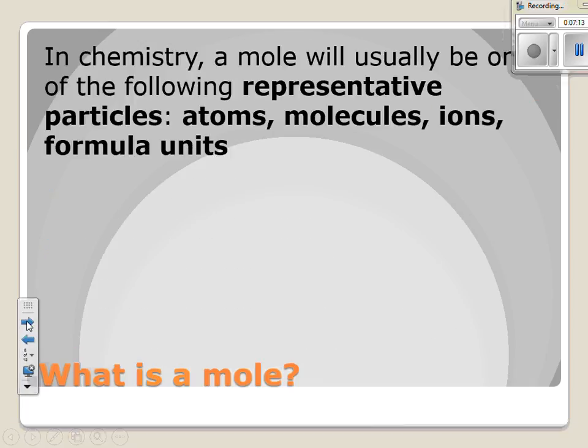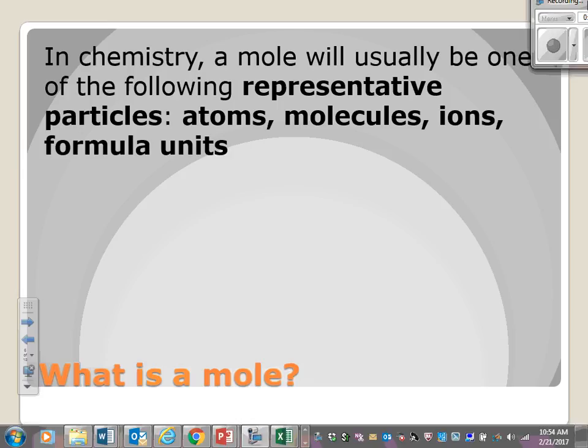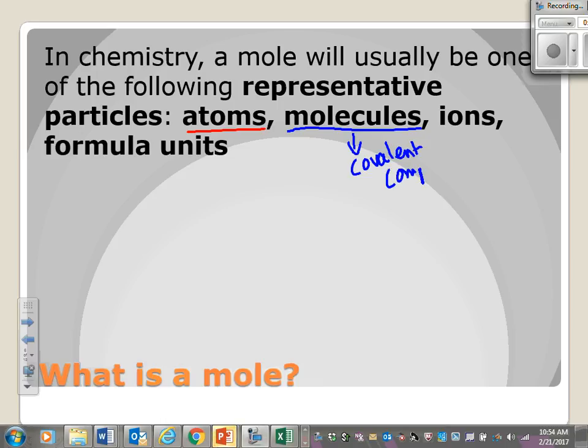Okay, so in chemistry, the mole will usually be one of the following representative particles. So atoms is one choice. These guys, atoms, if it's labeled with atoms, it's going to be elements directly off the periodic table. So if they're saying atoms, it's directly off the periodic table. If they're saying molecules, molecules goes with covalent compounds. So anything that are non-metal are going to be considered molecules, sharing electrons.